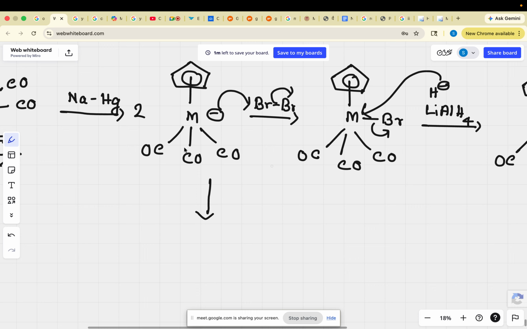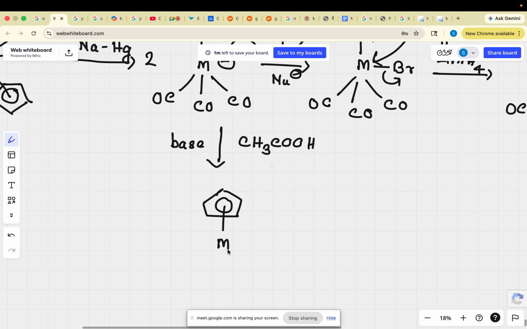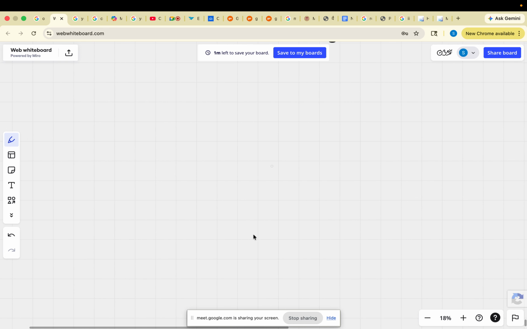If I react this intermediate with acetic acid CH3COOH, here actually it is acting as a nucleophile in this reaction, but if you react with some acid, at that time it will act as a base. So M minus will abstract a proton from the acid and you will get this thing. Clear? Any doubt? Fine. So it is done.